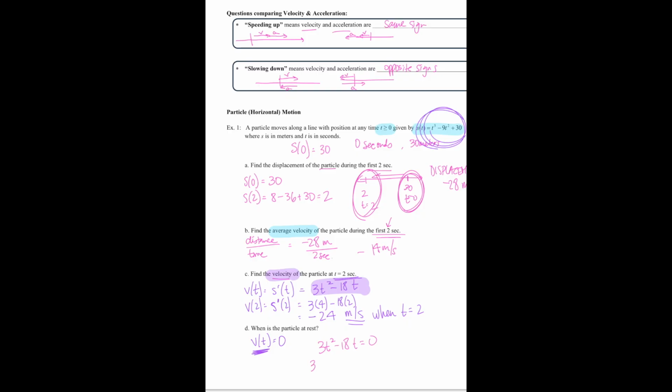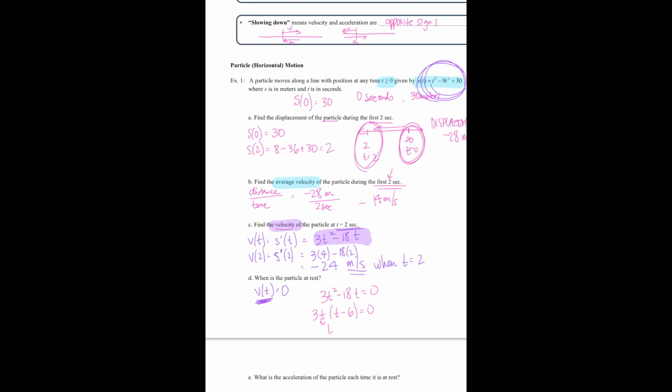I can factor out a 3t, and I figure out that this actually happens twice. It happens when t equals 0, and it happens when t is equal to 6. Okay, at the very, very beginning, before the bug ever moves, its velocity is 0. And then 6 seconds later, its velocity is 0 again. That's when the bug is at rest.